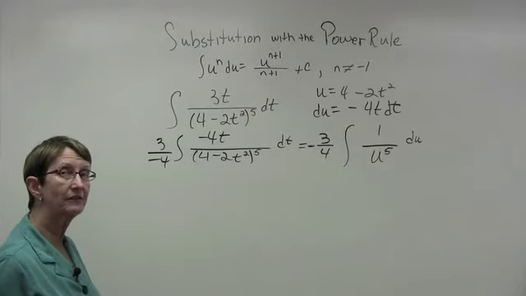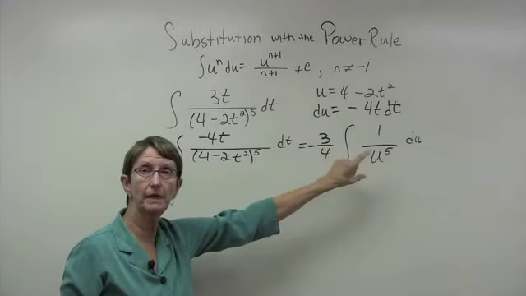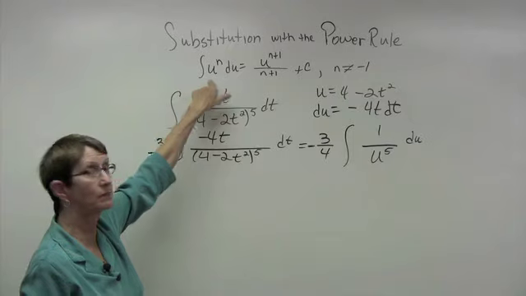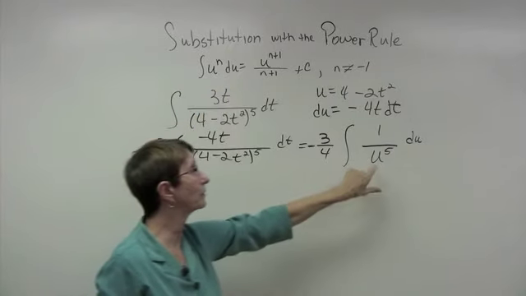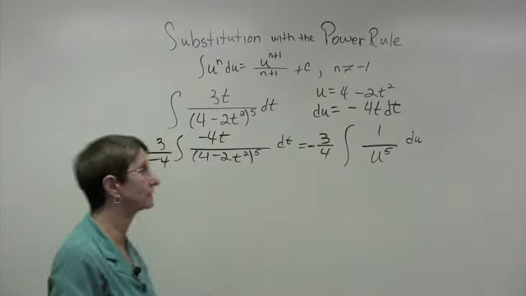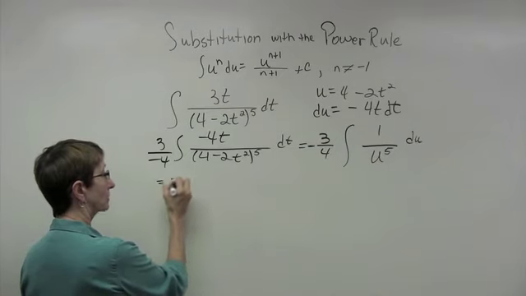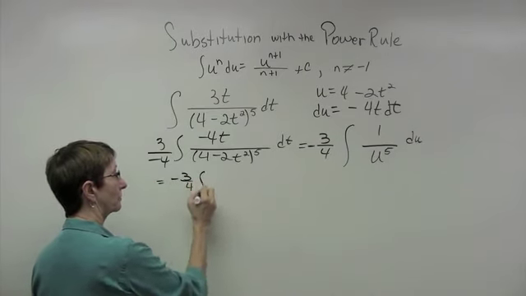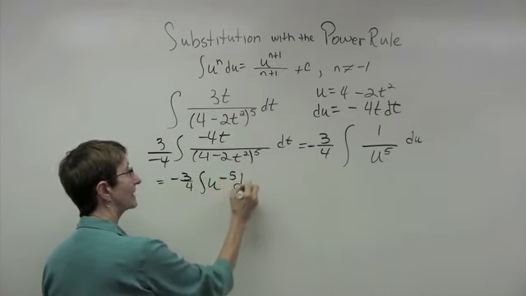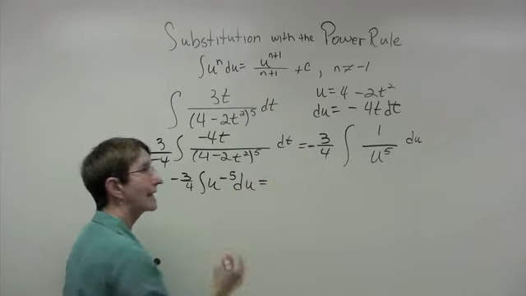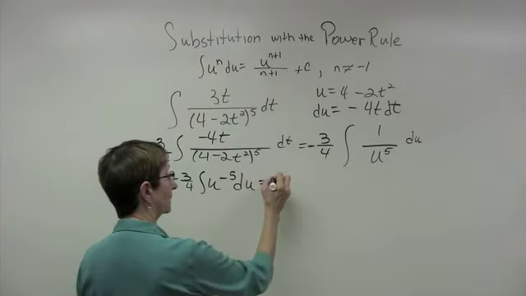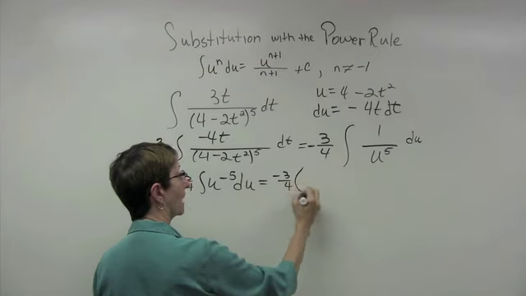Well, that doesn't actually fit the power rule because this is in the denominator, and the power rule says it just has to be no denominator. But that's when we bring that up and make it a negative exponent. So I'm still at my negative 3/4. Now I have u to the negative 5th du, and now I can do the antiderivative. So negative 3/4 is the constant.